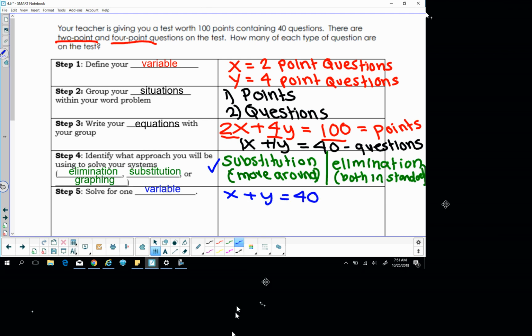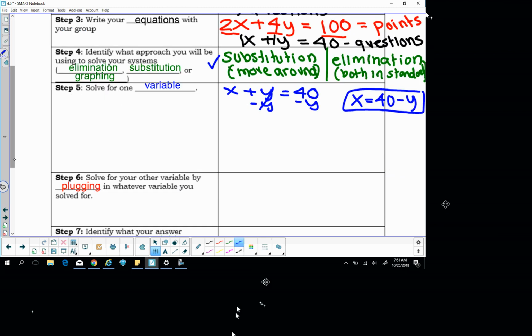Now it doesn't matter which one I move around. I'll move y to the other side to get x by itself. So how would I get y to the other side? Subtract, right? And you would end up getting x equals 40 minus y, because I can't combine unlike terms, right? So if it was 40 minus 1, then it would be 39. Or if it was 40y minus 1y, it would be 39.